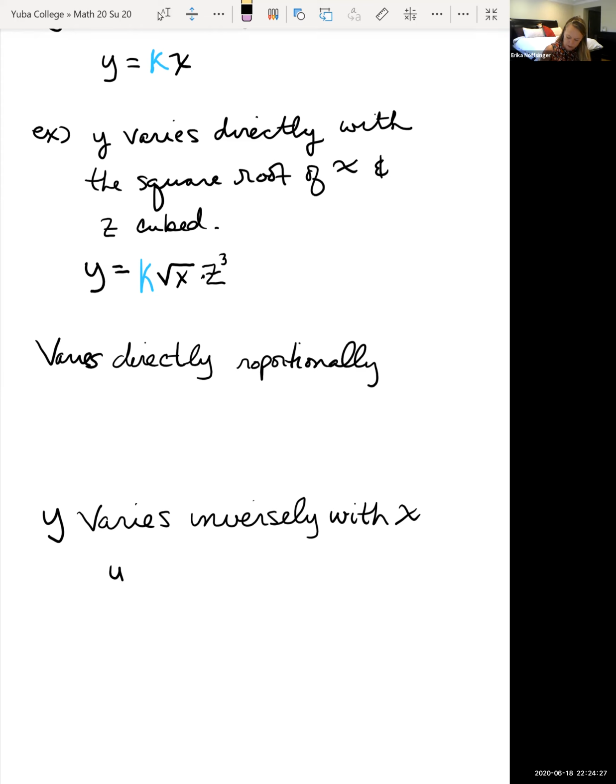So this means Y is equal to K, our constant. Inversely, unfortunately, I don't think is a great term, but that means you put X in the denominator. Another way they could have stated this is Y is, how do they say it? I never do it this way, inversely proportional.